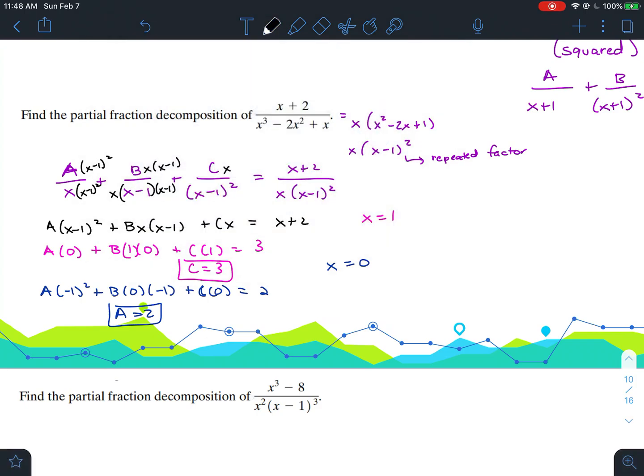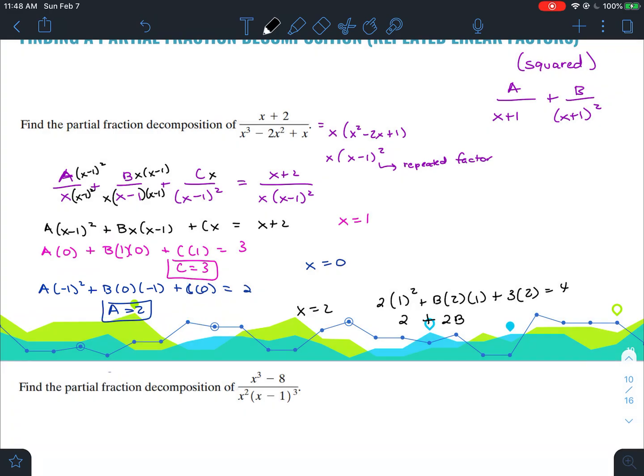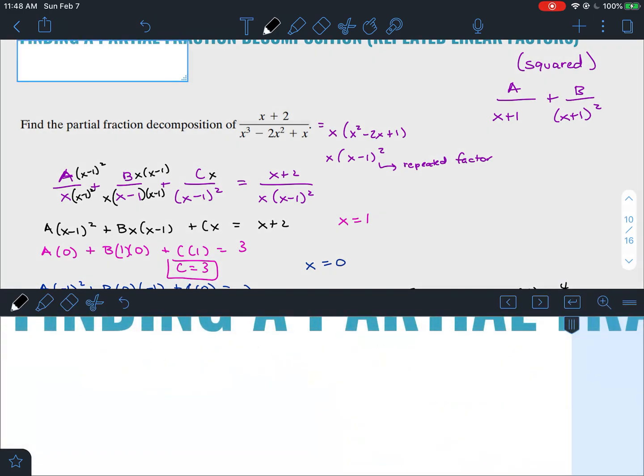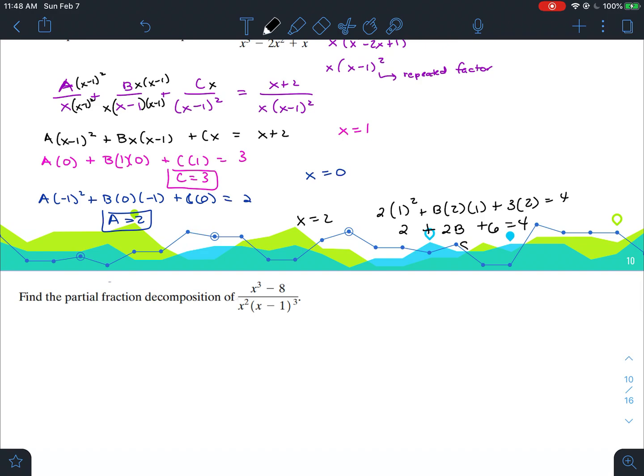So I have A equals 2 and C equals 3, but I still need to know what B is. So we can just pick any other number. Let's let x be 2. So if I let x be 2, then I would get A, which is 2, times 2 minus 1 squared, that would be 1 squared, plus B, and we don't know B, times 2 times 1, plus C, we know C is 3, and we chose 2, equals 4. So we get 2 plus 2B plus 6 equals 4. So 2 plus 6 is 8, so 8 plus 2B equals 4. So 2B, subtract the 8, you get negative 4, so B is going to be negative 2.